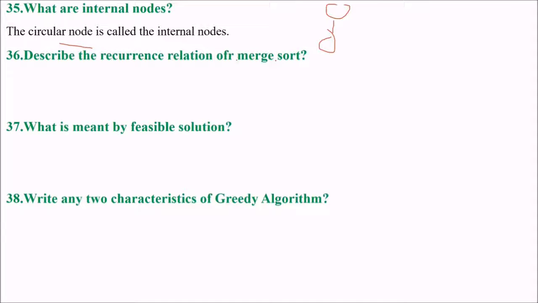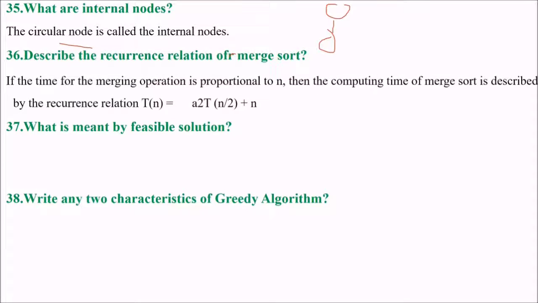Describe the recurrence relation of merge sort. So this will be T(n) equals 2T(n/2) plus n. This is the recurrence relationship of merge sort. If the time for the merging operation is proportional to n, then the computing time of merge sort is described by the simplest form: 2T(n/2) plus some c times n.